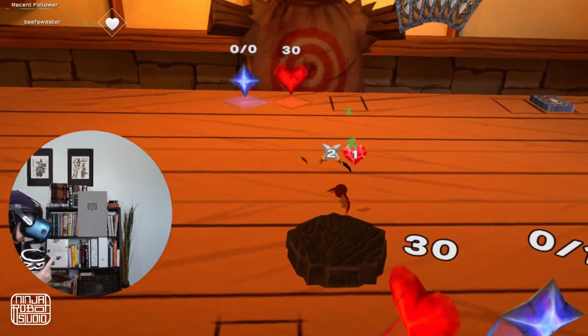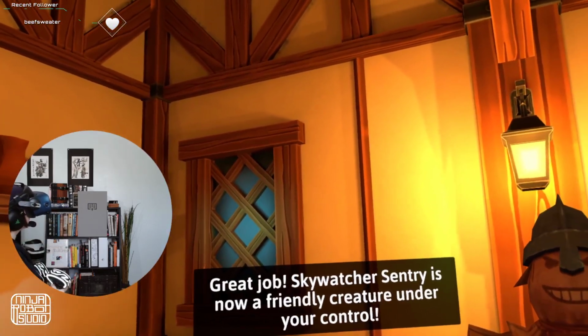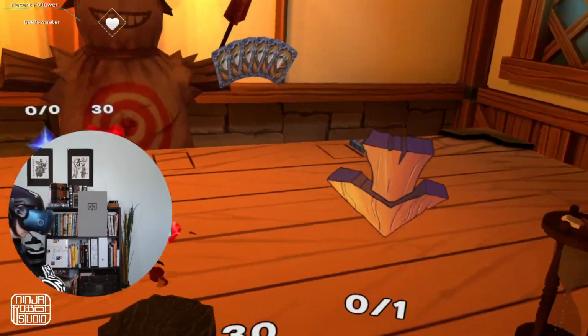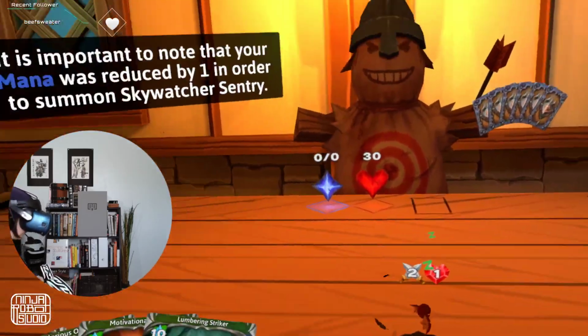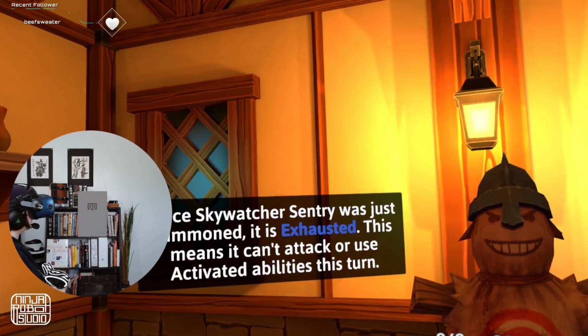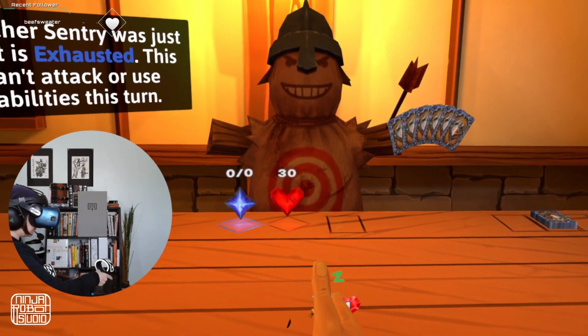Okay. Great job. Skywatcher Sentry is now a friendly creature under your control. It is important to note that your mana was reduced by 1 in order to summon Skywatcher Sentry. Since Skywatcher Sentry was just summoned, it is exhausted. This means it can't attack or use activated abilities this turn.